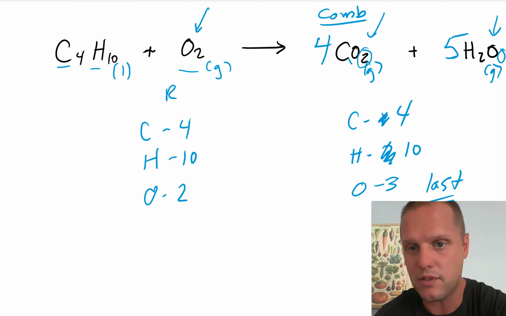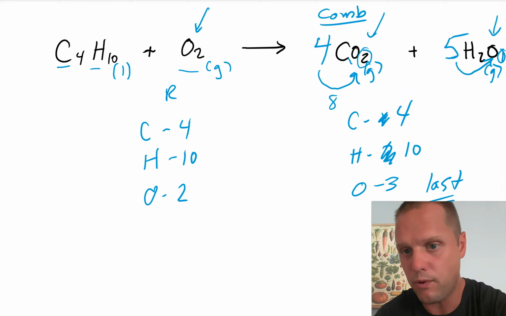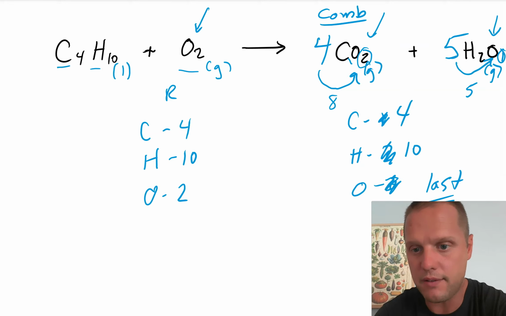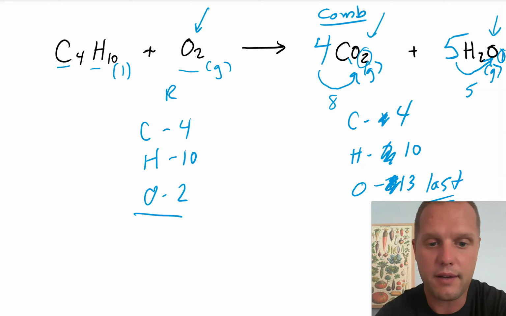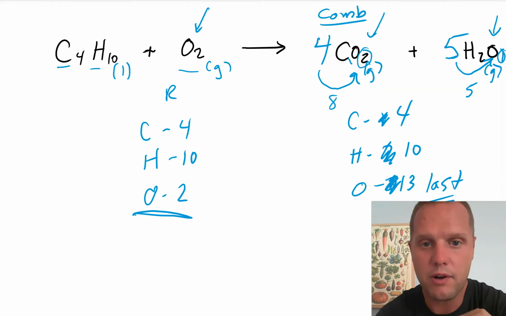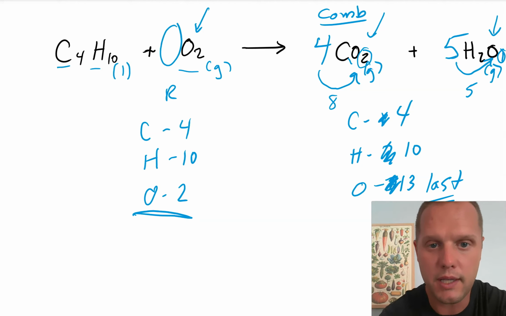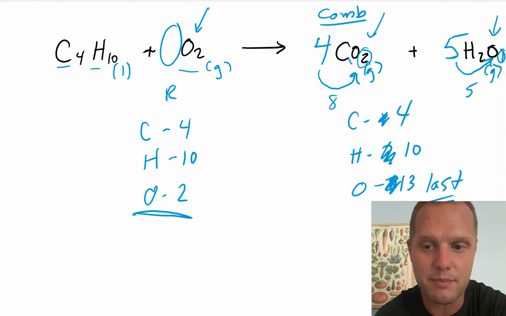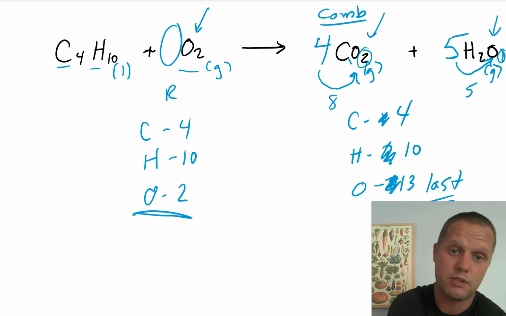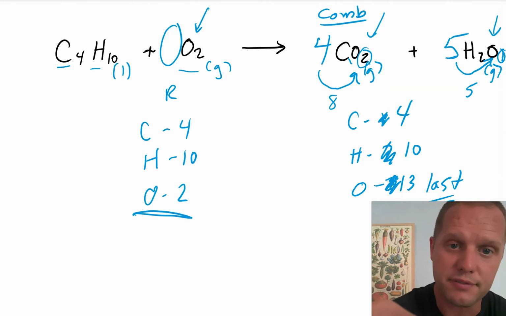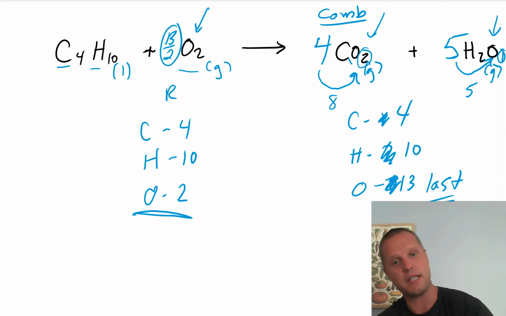So let's add up how many oxygens we have. Well, we have 8 here because it's 4 times 2. And how many do we have here? Well, there was a 1 here before. You have 5. So 8 plus 5 is 13. So we have 13 oxygens on the right-hand side, and we have 2 on the left. What number could we put in here to equal 13? So what times 2 is 13? The answer is 6.5. 6.5 times 2 is 13. Sometimes we show that as 13 over 2, which is the same as 6.5.